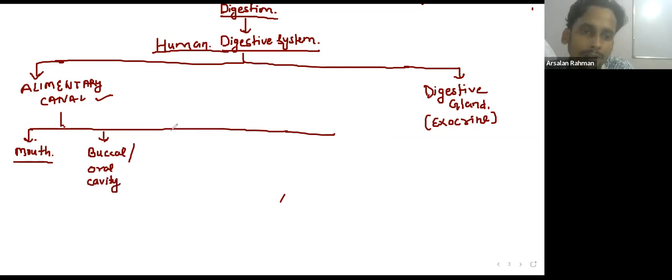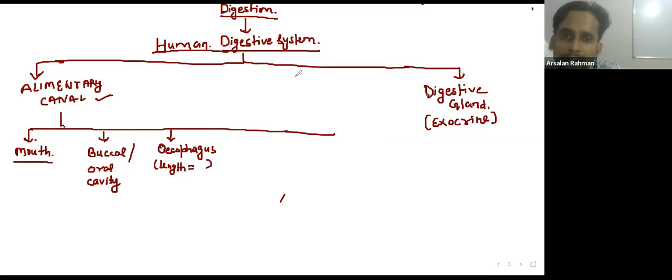Then the food will enter into what? Esophagus. What is the length of the esophagus? You can write the length of the esophagus if you want. Just Google it and write it. Remember, in the esophagus, there is a movement called peristalsis. Have you heard about the term peristalsis? I will explain it to you. In the board exam, the examiner may ask you the definition of peristalsis.